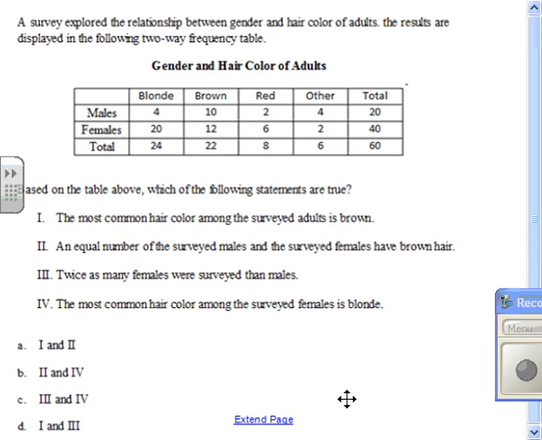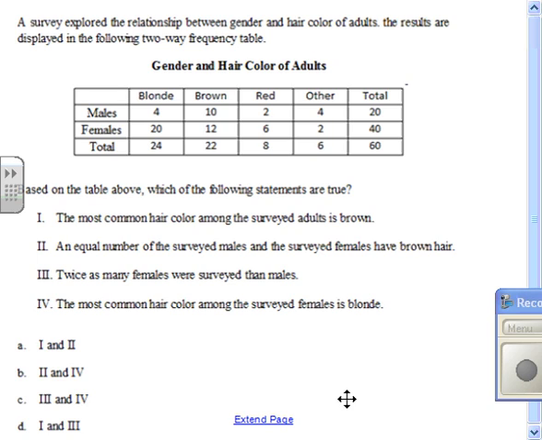All right, statistics question 4. This is a table in which the survey, it's talking about a survey, explored the relationship between gender and hair color of adults. And the results are displayed in that two-way frequency table. So the question is, based on the table above, which are true? All right, so we're going to have to go through, it's kind of 4 questions within one, but we're going to go through it quickly.